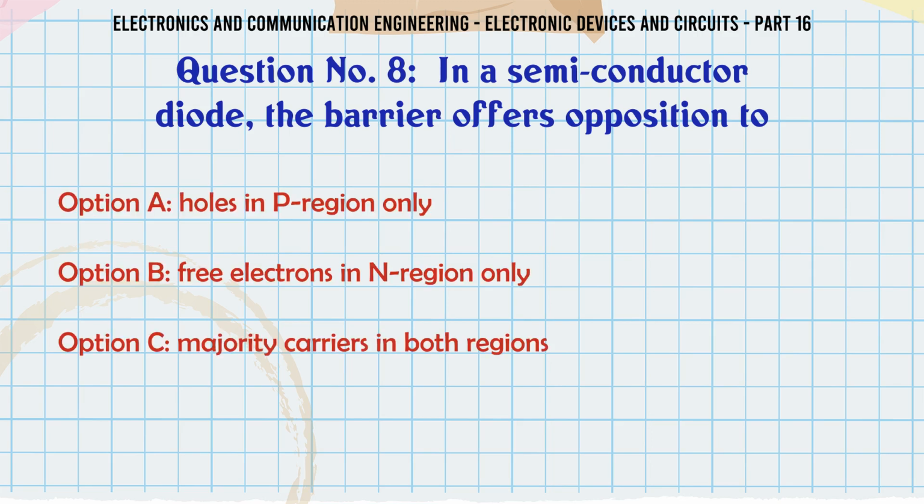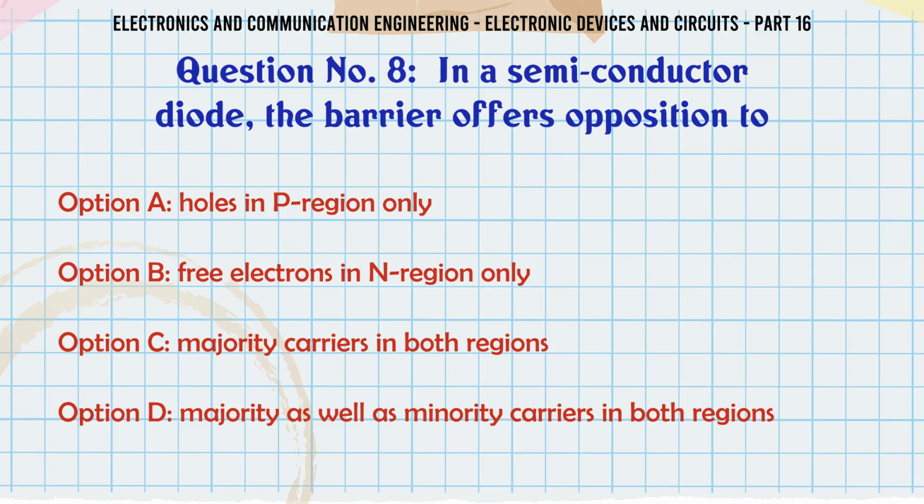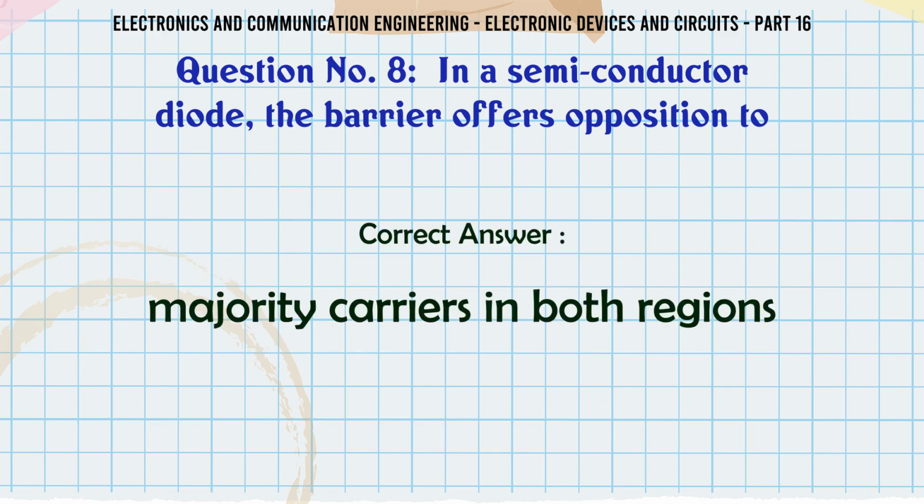In a semiconductor diode, the barrier offers opposition to: A. Holes in P region only. B. Free electrons in N region only. C. Majority carriers in both regions. D. Majority as well as minority carriers in both regions. The correct answer is majority carriers in both regions.